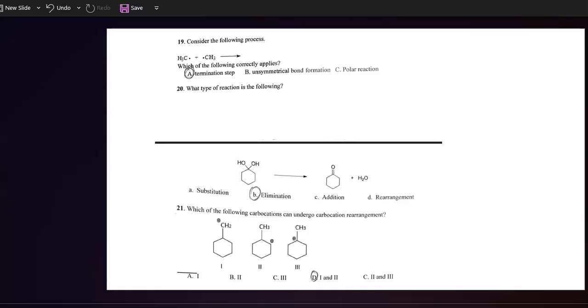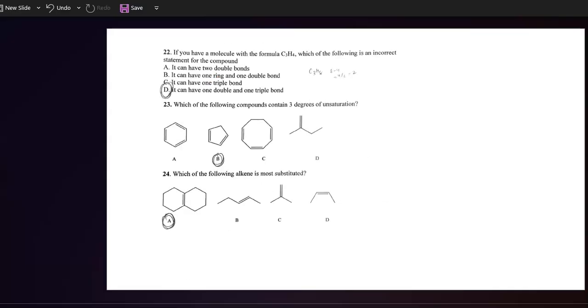It's asking what type of reaction this shows. So it's a termination step in a free radical reaction, because when 2 radicals combine, it becomes a termination step. What type of reaction is shown here? Another elimination reaction. We have removed an OH group or a water molecule here, making it an elimination reaction.